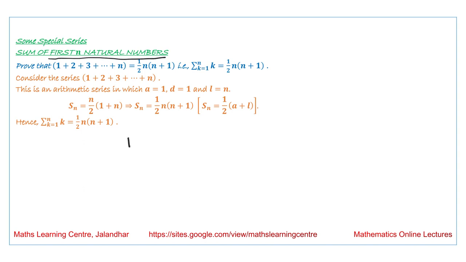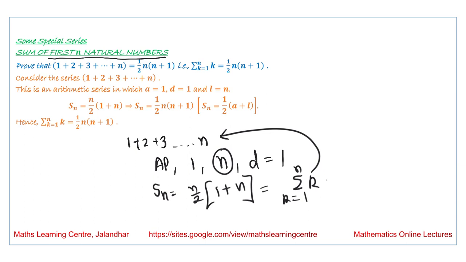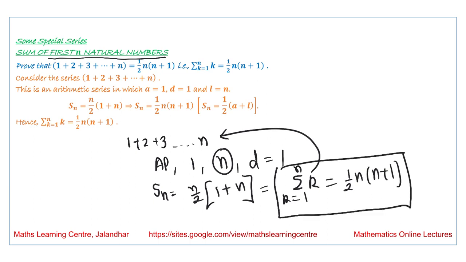So we are talking about the sum 1 plus 2 plus 3 and so on up to n. Clearly this is an AP. The first term is 1, the last term is n, and the common difference is equal to 1. So the sum of n terms is given by n by 2 into (first term plus last term, which is n). So the formula is: the sum of k from 1 to n, which means 1 plus 2 plus 3 and so on up to n, is equal to 1 by 2 n into (n plus 1). So this is the sum of the first n natural numbers.